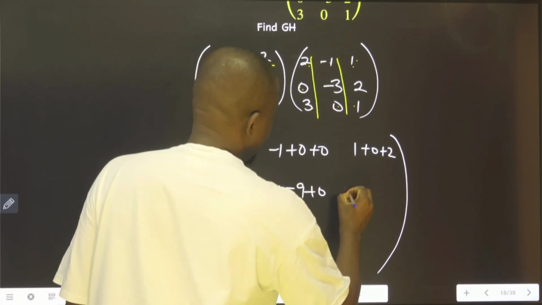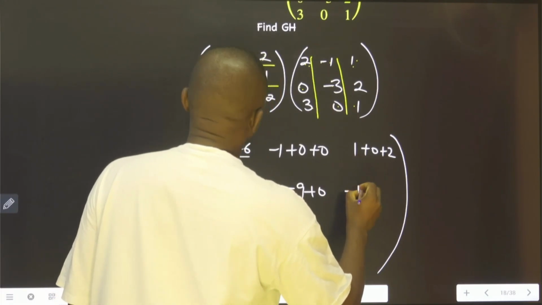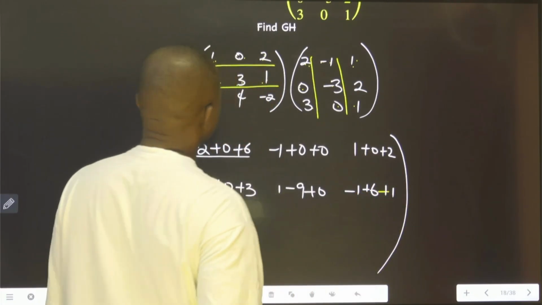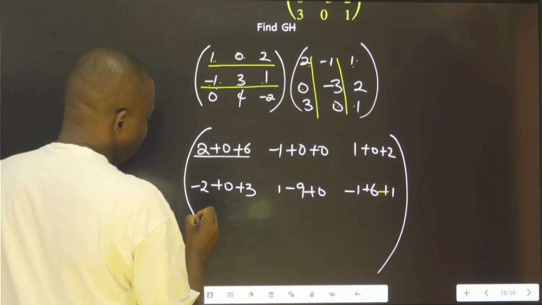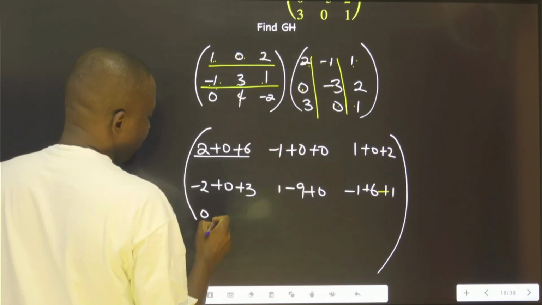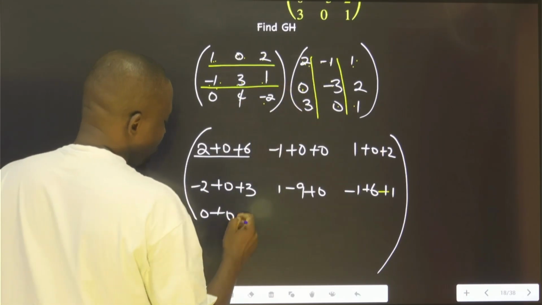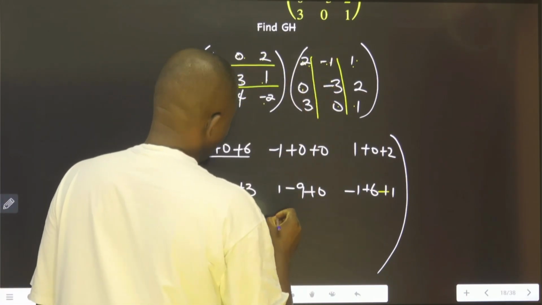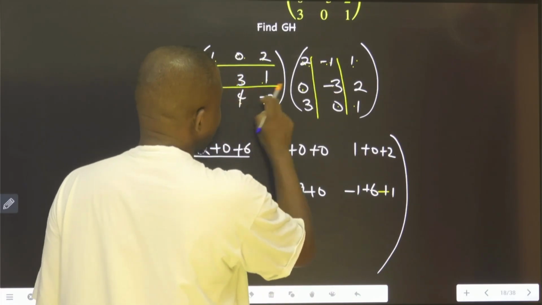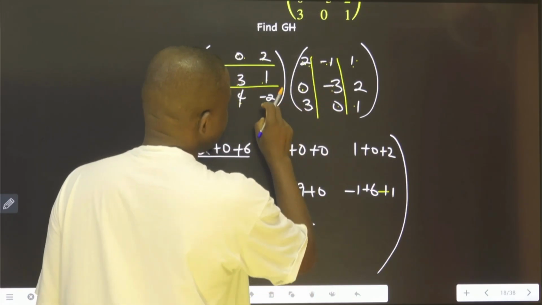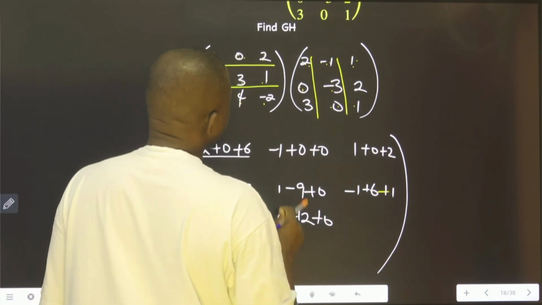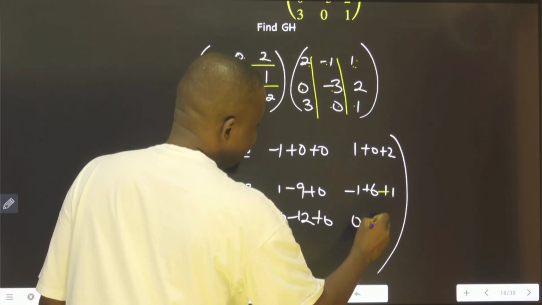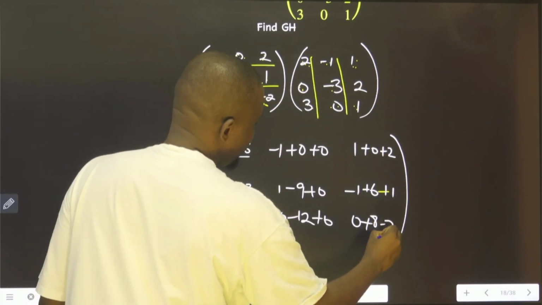Then we go for the last one. That is minus 1 plus 6 plus 1. This and this will produce 0. This and this will produce 0. This and this will produce minus 6. This and this will produce 0. This and this will produce minus 12. This and this will produce 0. This and this will produce 0. This and this will produce 8. This and this will produce minus 2.